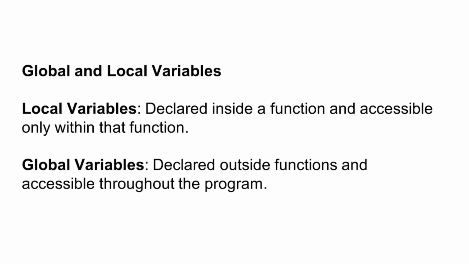Global and local variables. Local variables are declared inside a function and are accessible only within that function. Global variables are declared outside the function and are accessible throughout the program.